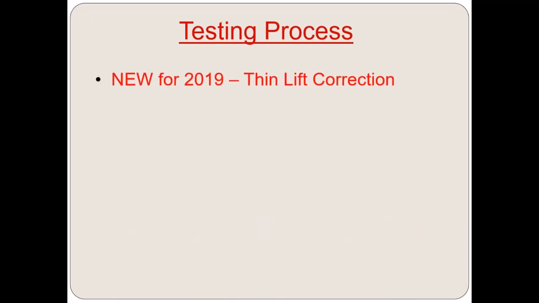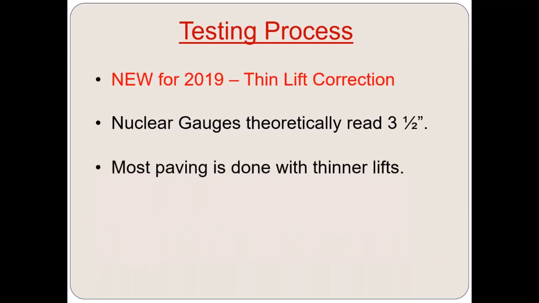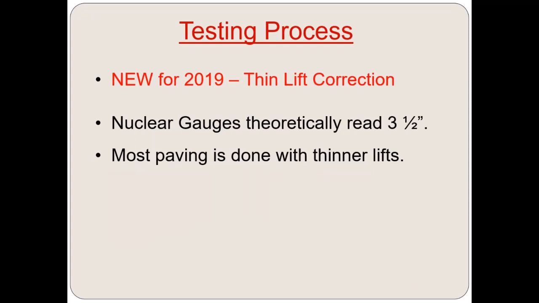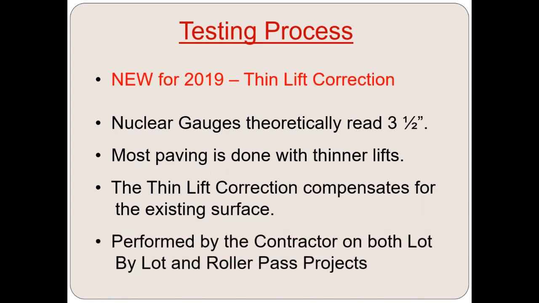For 2019, the big new item is the thin lift correction. The new clear gauges theoretically read 3.5 inches deep, but most of our paving is done with thinner lifts than this. The thin lift correction is going to compensate for the existing surface densities. The thin lift correction is going to be performed by the contractor on both lot by lot and roller pass projects. It's the contractor's responsibility to get this testing done.